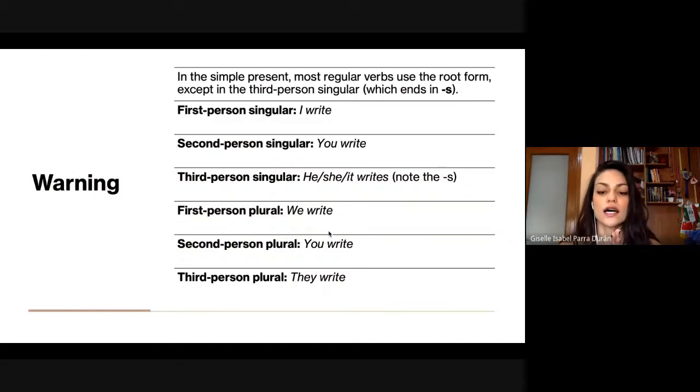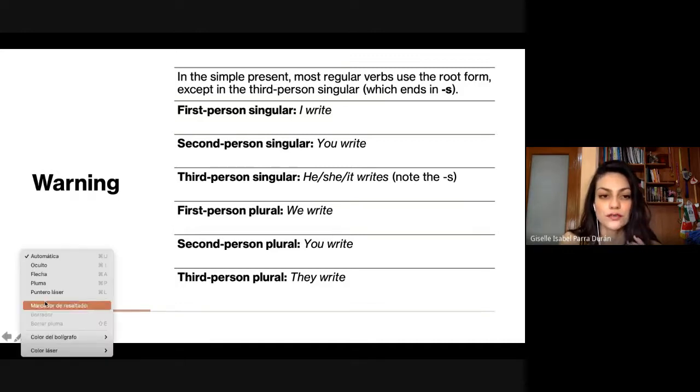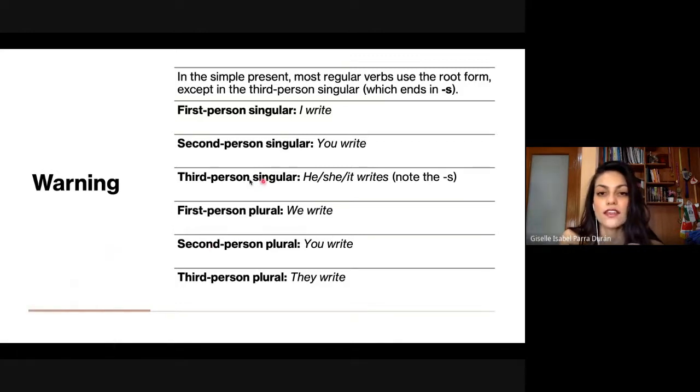Now, a warning. Remember that in the simple present, the third person of the singular, that are he, she, and it, at the end of the verb, we have to add an s. Remember that at the end of the verb, we have to add an s for these three persons: for he, for she, and for it.